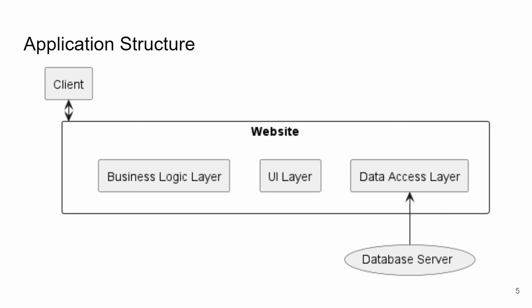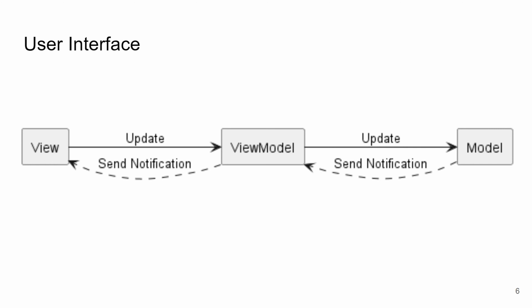As for our application structure, we have three different layers: our client, our website, and our database server, with the website having three sub-layers: business logic layer, UI layer, and data access layer. Our user interface follows an MVVM model because of our use of React.